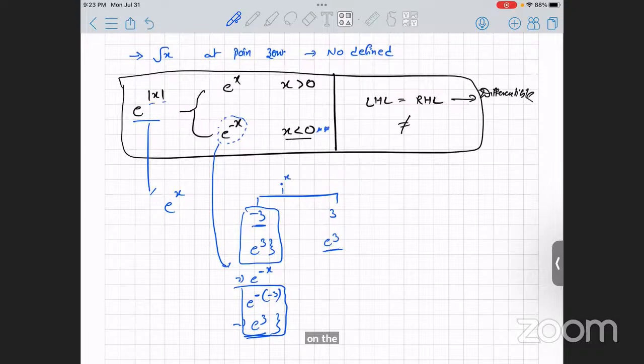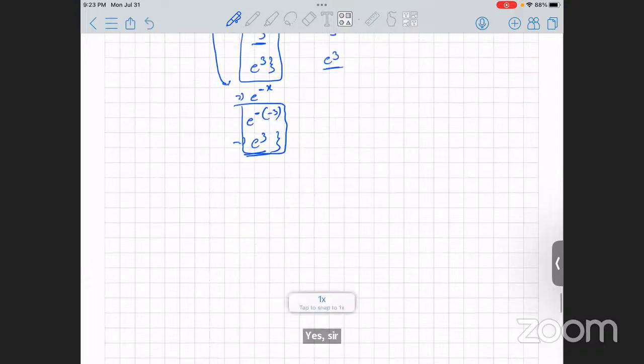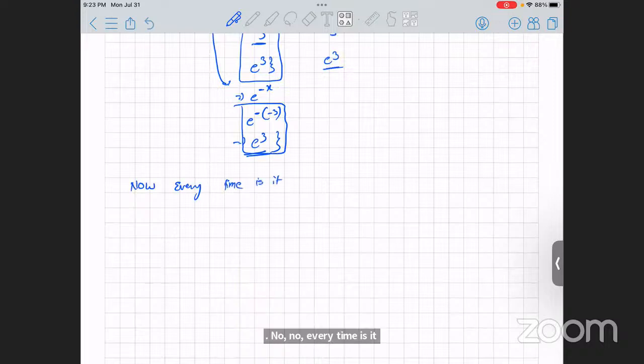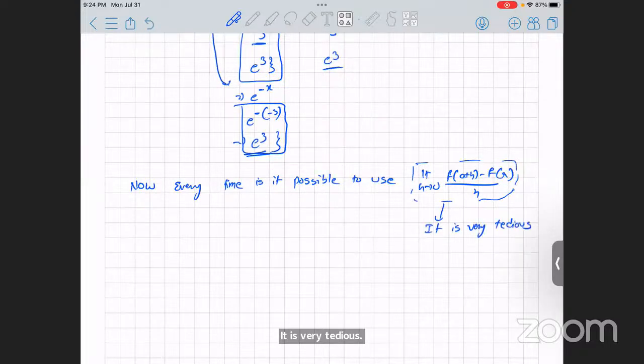Did you get this? Look, now every time is it possible? No. Every time it becomes positive. Is it possible to use the limit h tends to 0, f of a plus h minus f of a divided by h? It is very tedious.